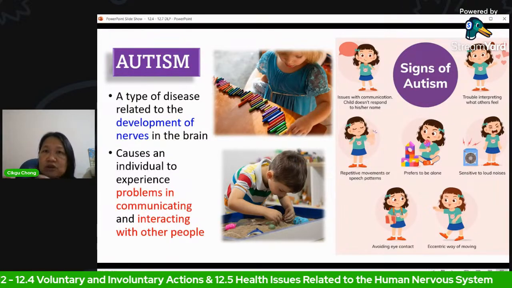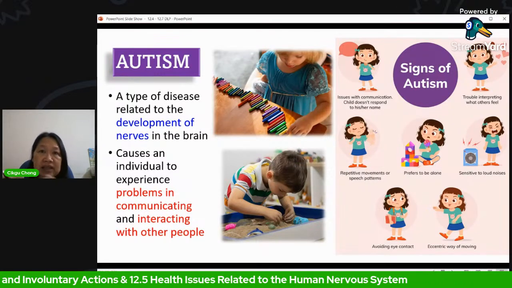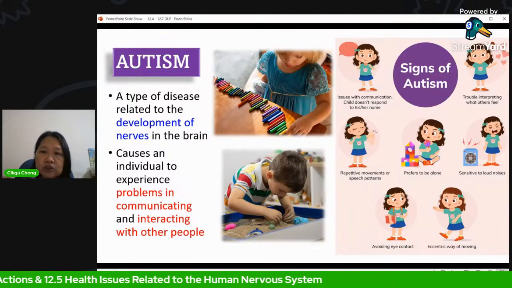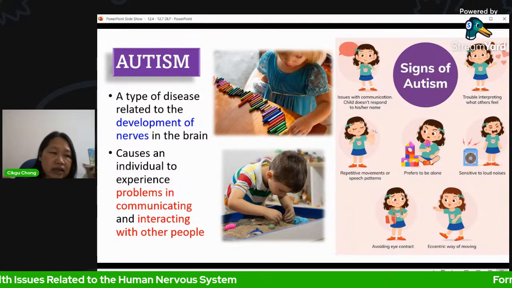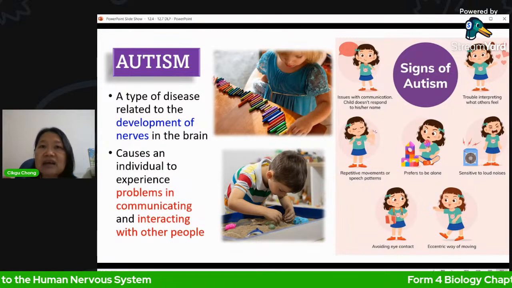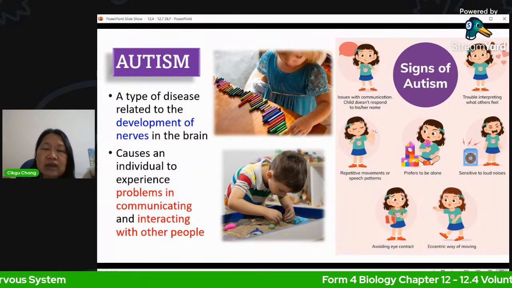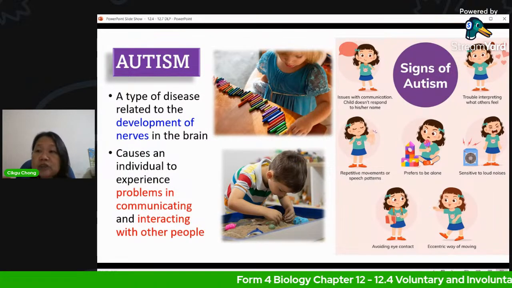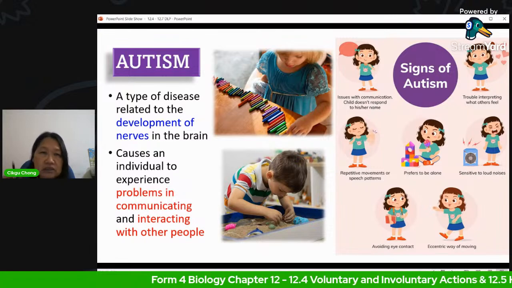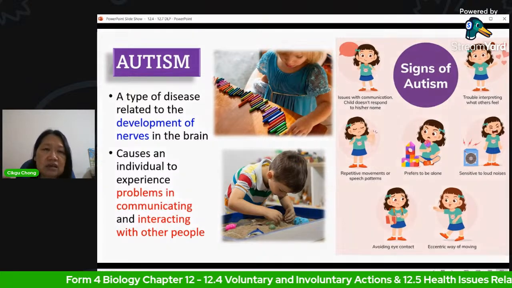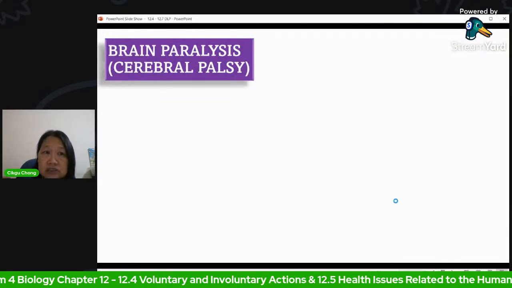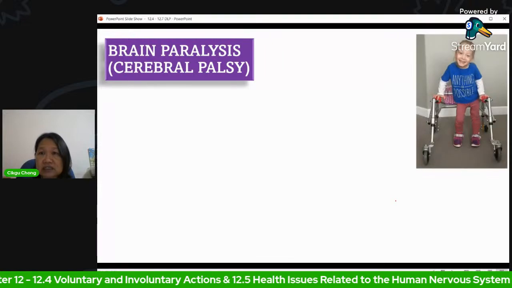And sometimes they can do extremely fast calculations with mathematics. With times, square roots of some number, they can even do it faster than a calculator. So some of them are gifted, but they happen to be autistic. Their brains function differently. Next one, cerebral palsy, or call it brain paralysis.